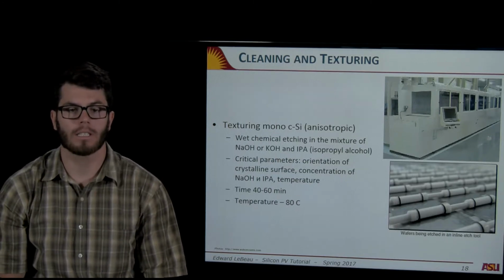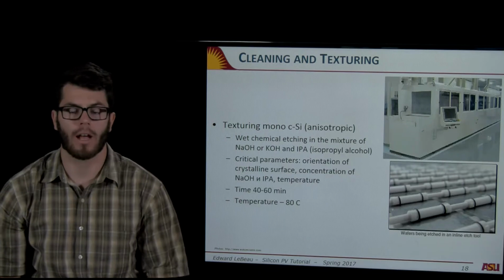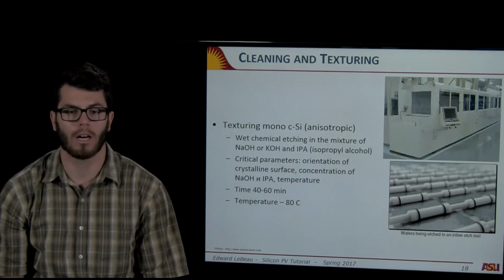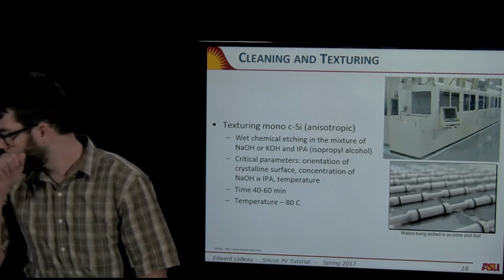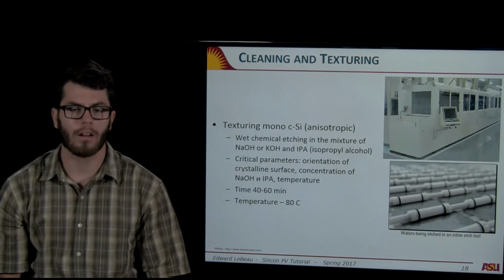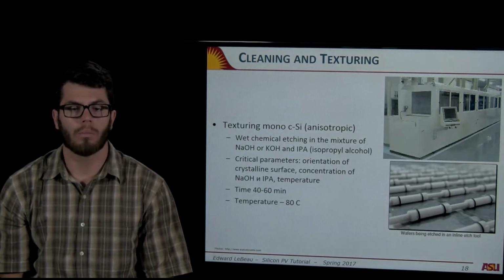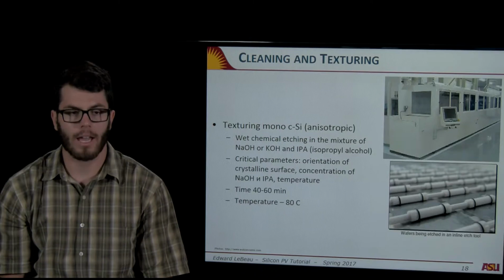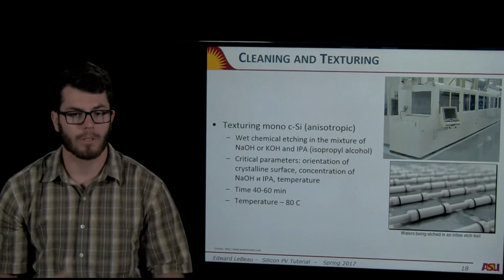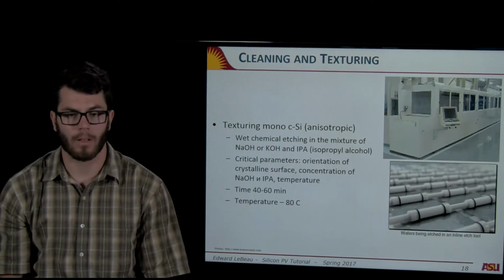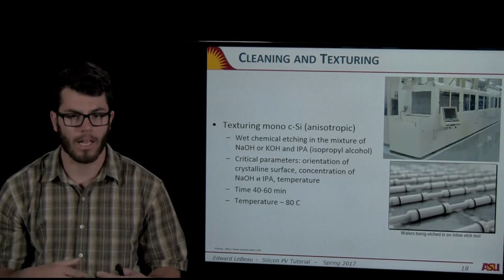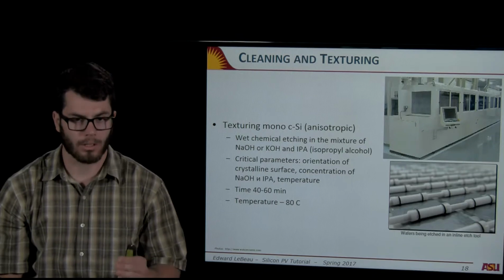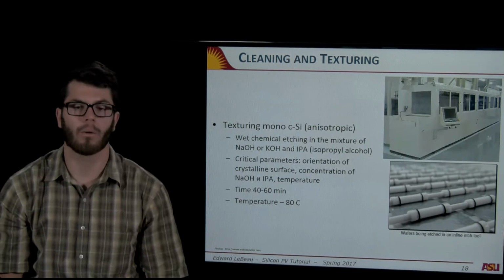So basically, what cleaning and texturing does is it gets rid of all the little microfractures and damage caused by the wire saw. It gets off whatever's on the surface of the wafers. It just cleans it. And how does that happen? Well, you use a mixture of NaOH and KOH and IPA. This etches silicon, and you heat it up to about 80 C, and you leave it in there, and that'll etch off the first couple layers of silicon. And also texture it, because remember, we want those little pyramids, so that we have less reflection.